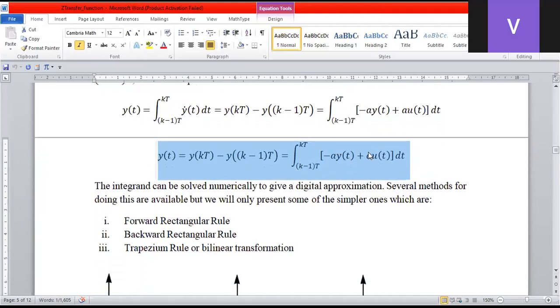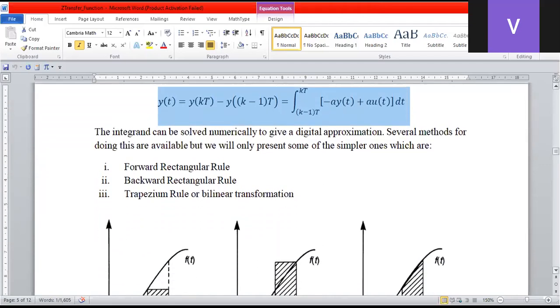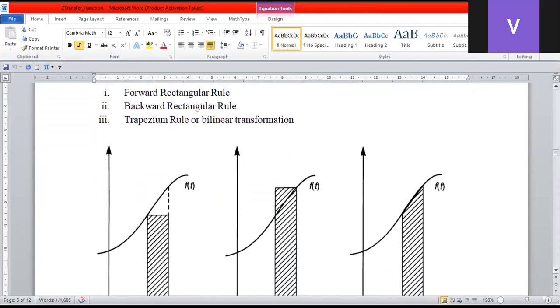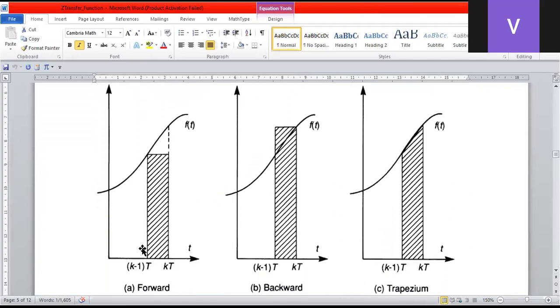We want to solve this highlighted equation using three rules: the forward rectangular rule, the backward rectangular rule, and the trapezium rule. So here is the diagram for the three rules. This is the forward rectangular rule. I'll just explain the three. In all three cases, you are integrating between this point and this point.